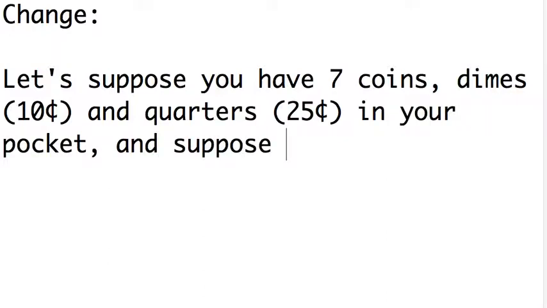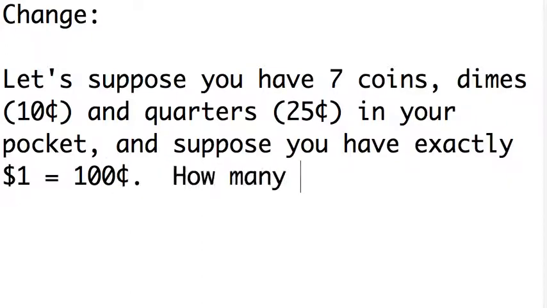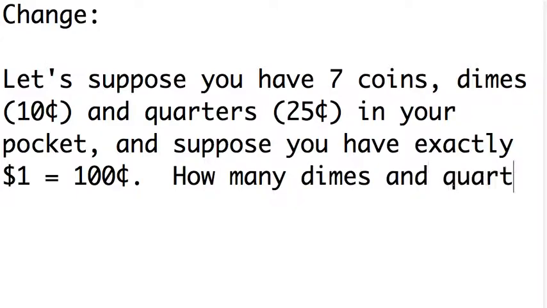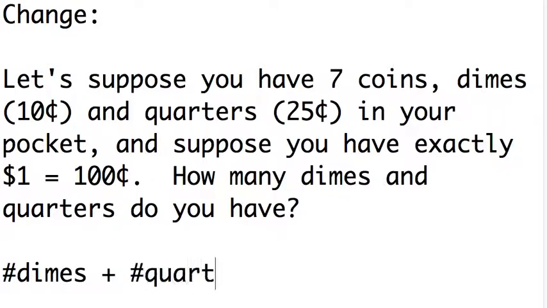And quarters, those are worth 25 cents in your pocket. And suppose you have exactly $1, which of course is 100 cents. How many dimes and quarters do you have? Well, let's turn this into math. The number of dimes plus the number of quarters you have has to equal 7 because you have 7 coins total, dimes and quarters.